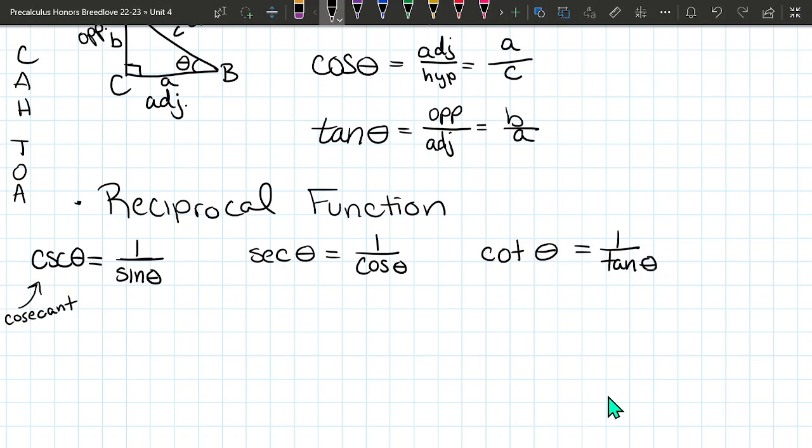And vice versa. So we could do it that way, or we could say that sine theta equals 1 over cosecant theta. They just go back and forth. It just depends on what you have and how you want to write it.